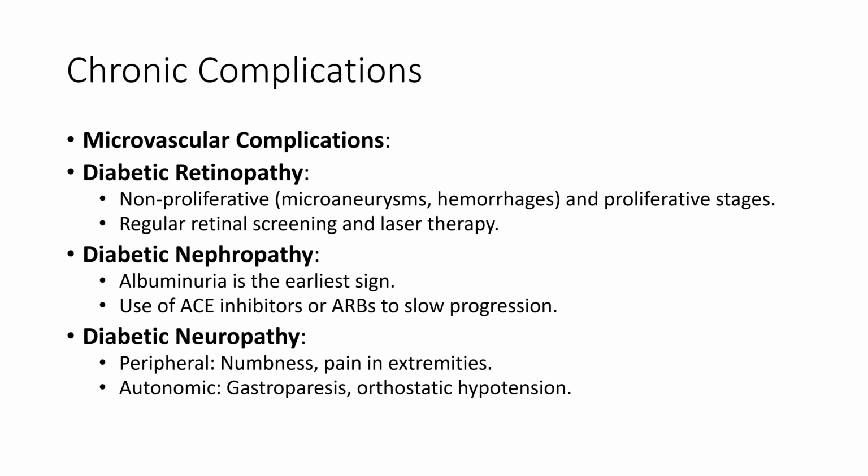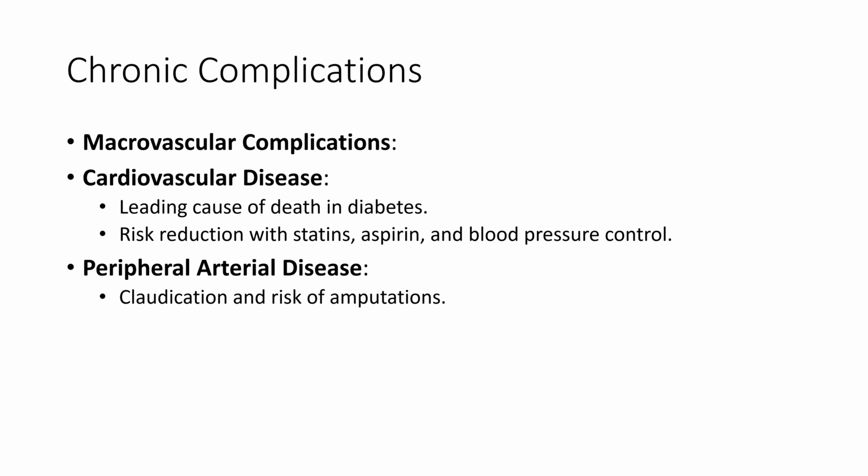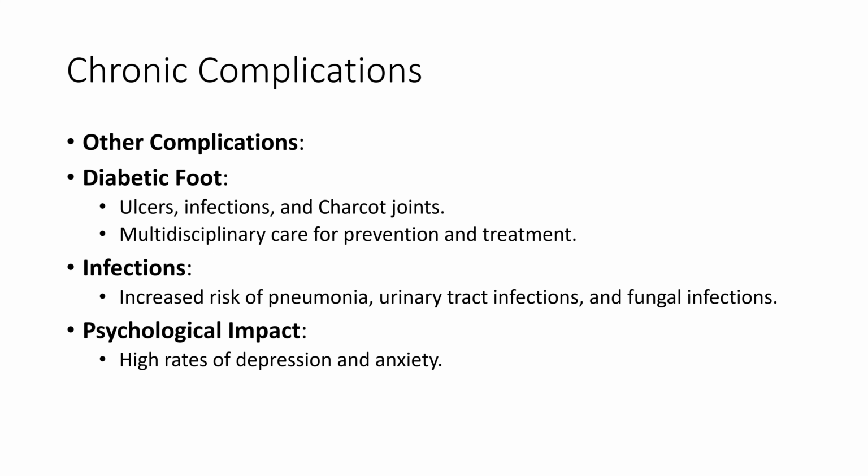Over time, diabetes can lead to chronic complications. Microvascular complications include retinopathy, where high blood sugar damages the retina, nephropathy, which involves kidney damage, and neuropathy, causing nerve pain or numbness. Macrovascular complications include heart disease and peripheral artery disease, which can lead to amputations. Managing blood sugar, blood pressure, and cholesterol levels is key to preventing these outcomes.